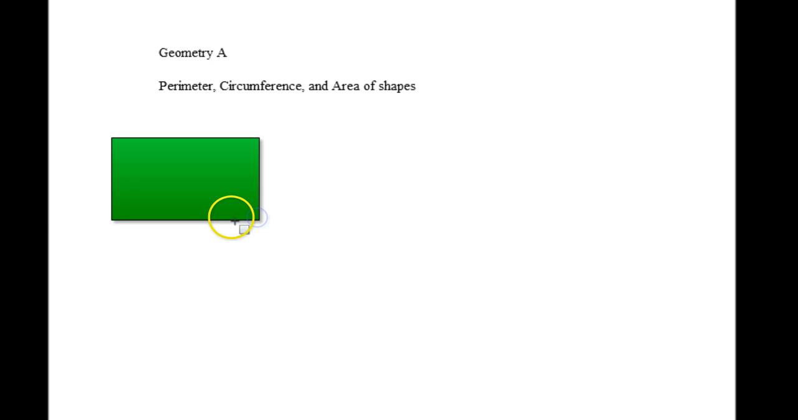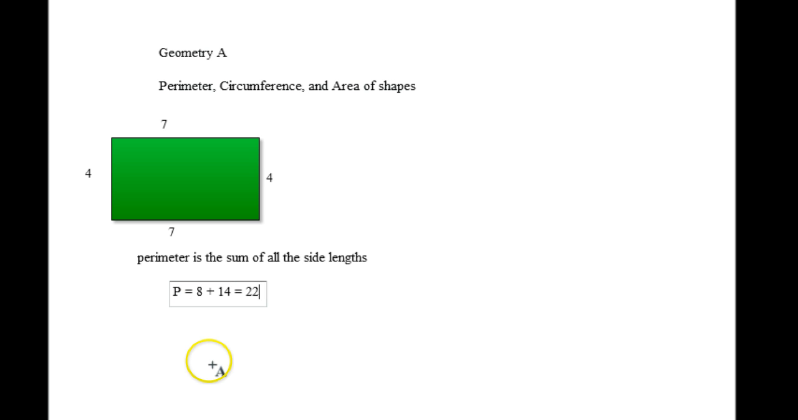If we are talking about any type of shape, and we're talking about perimeter of something, that is going to be the sum of all the side lengths. So perimeter is the sum of all the side lengths. So if this is 7, and this is 7, and this is 4, and this is 4, the perimeter of this object would be 4 plus 4, which is 8, plus 14, which would be 22.